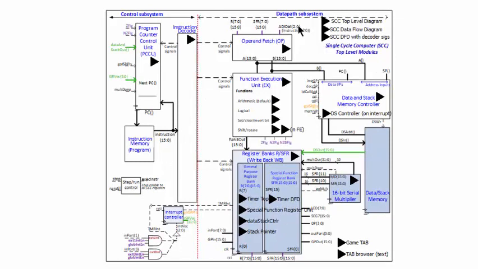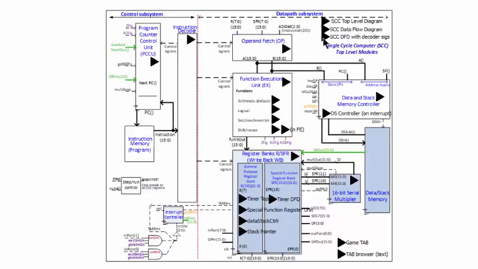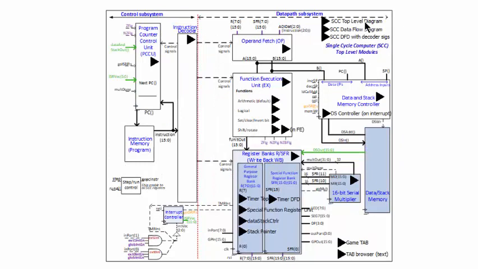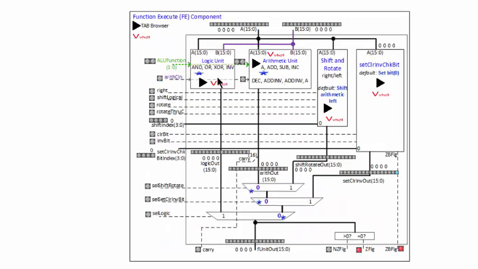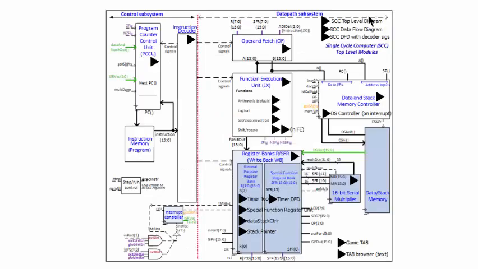Tab browser allows me to use any of these to go to the top level, then go back to the tab browser. I can look with more detail at the structure of the single cycle computer. I can go back to the tab browser. I can look at the function execution unit. Within this, there's the logical piece. I can go back to the tab browser again.